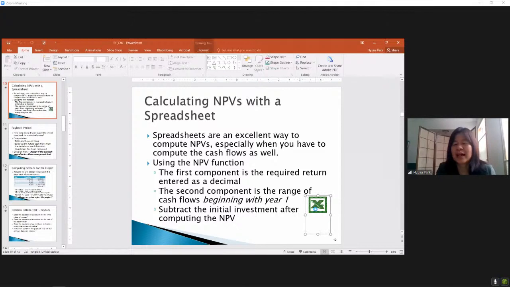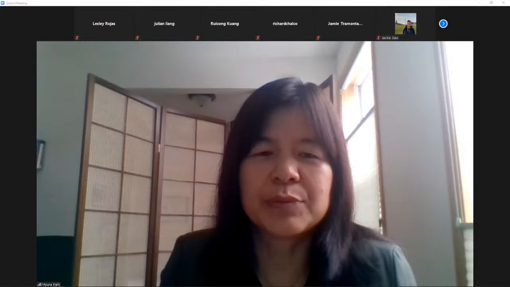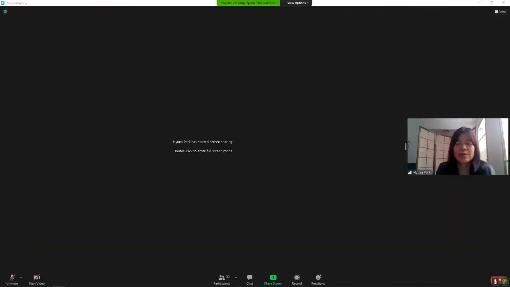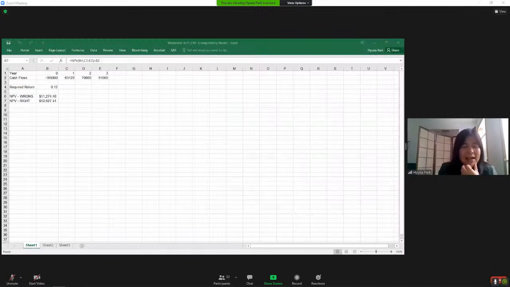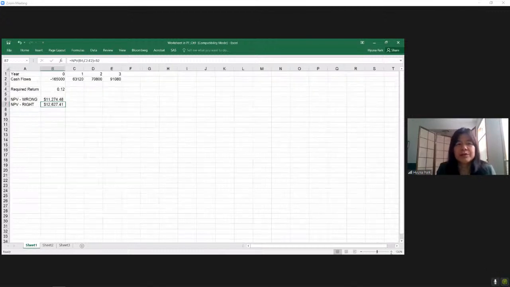So when you click the Excel icon, Zoom tends to not display the clicked one. So I stop the share and I will share the Excel file again. So when you click it, you can have this kind of Excel spreadsheet opening. To calculate NPV, you use the NPV function. Let me make it a little bigger so that you can see well.